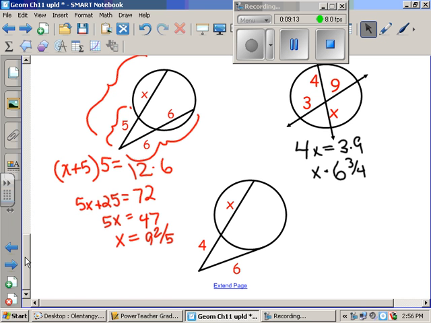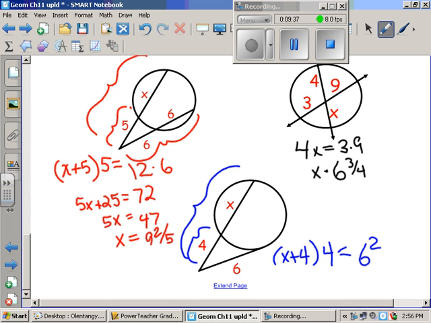That's what I get for trying to do it in my head. All right, and the last one is secant-tangent, and that is, again, the whole outside, which is x plus 4, times just the outside, which is 4. And remember, the tangent doesn't have an inside, so instead we're just going to square that one. So I get 4x plus 16 equals 36. So 4x is equal to 20, and x is 5.